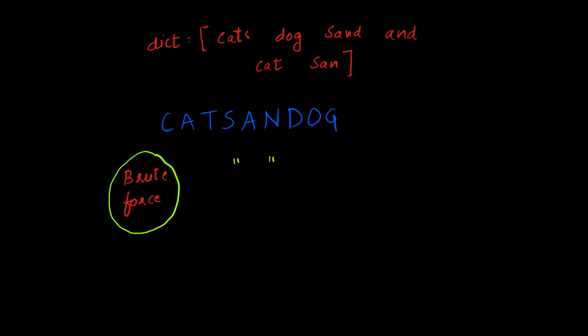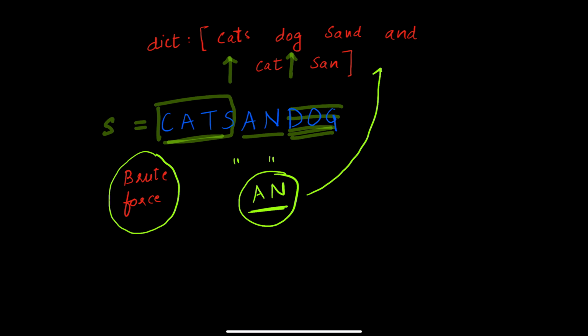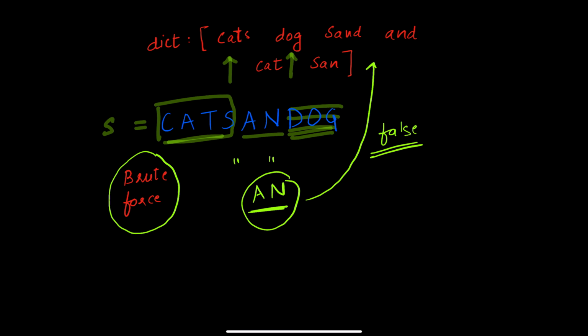Let's do a quick dry run starting with the first element in the dictionary, that is cats. As the word exists, we'll replace it with empty characters, or basically remove it. Next word is dog. As it exists in the string, we'll replace it with an empty string and continue with the remaining characters. Now we are left with an. As an does not exist in the dictionary, our output should be false. But this output is incorrect.